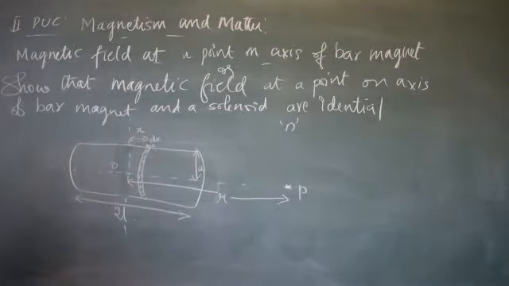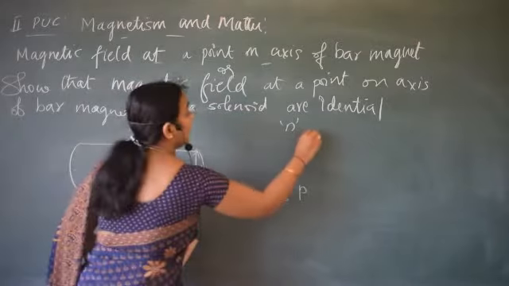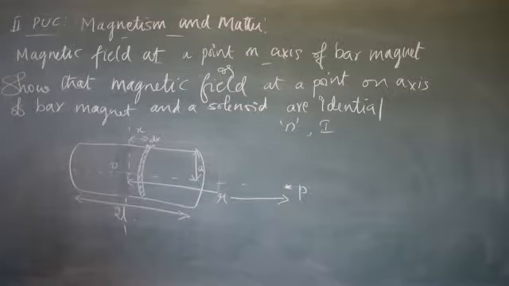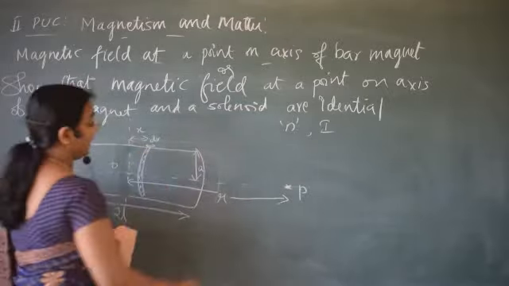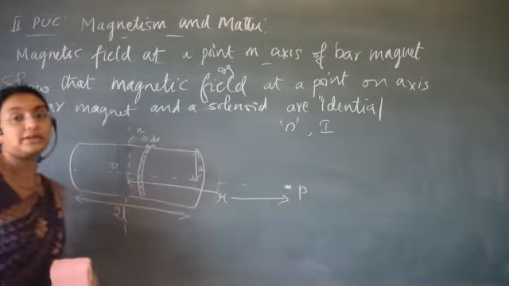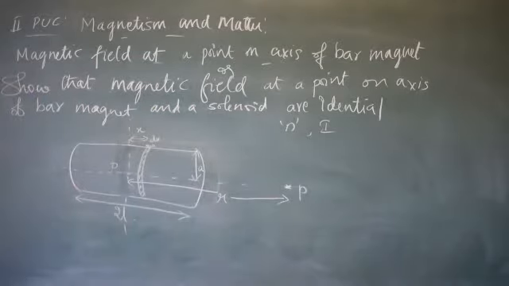Fine. Let I be the current in the solenoid. Then we have to find the magnitude of the magnetic field at a point P due to the circular elements of the solenoid. So how to find it?